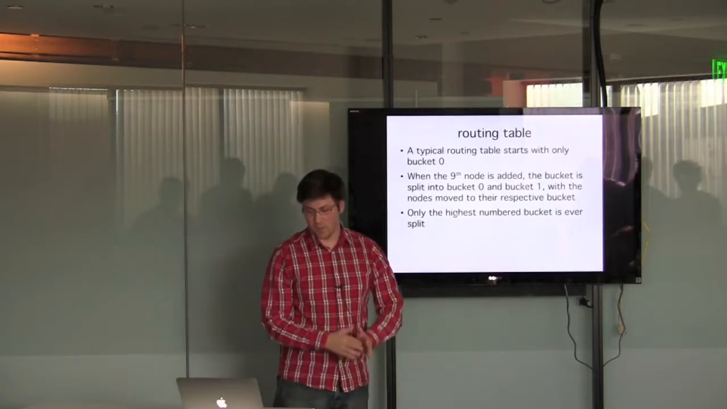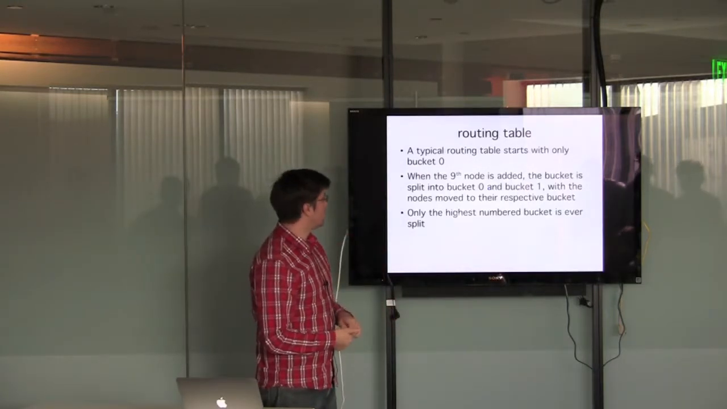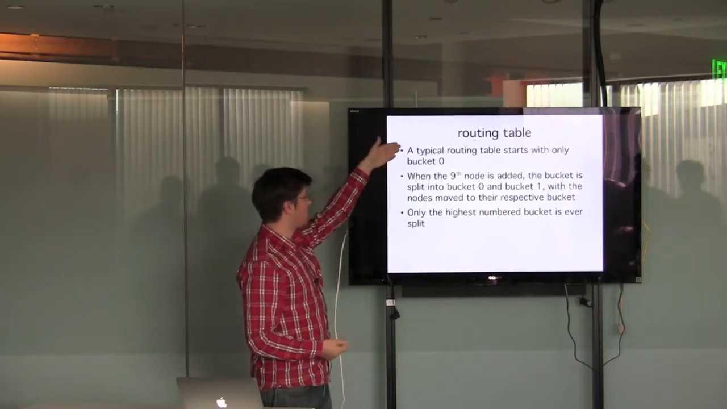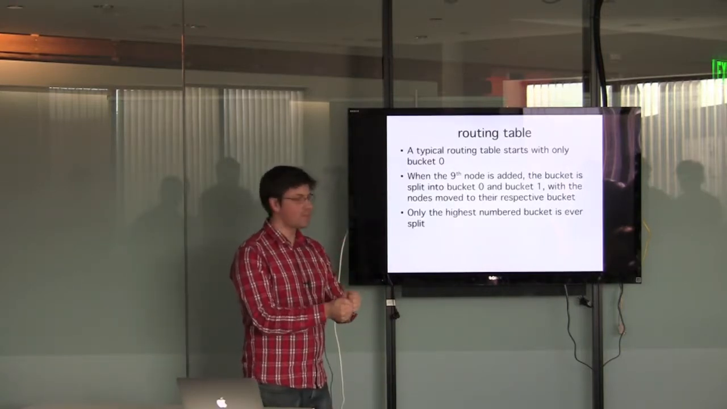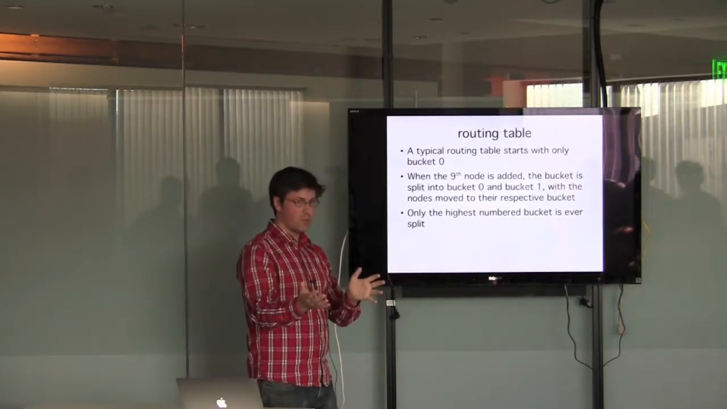The way we do it in BitTorrent and most implementations, in fact, the paper suggests doing it this way, is to start with only one bucket, bucket 0. You can add 8 nodes to this bucket. When you add the 9th node, so that it would overflow, you can't do that.